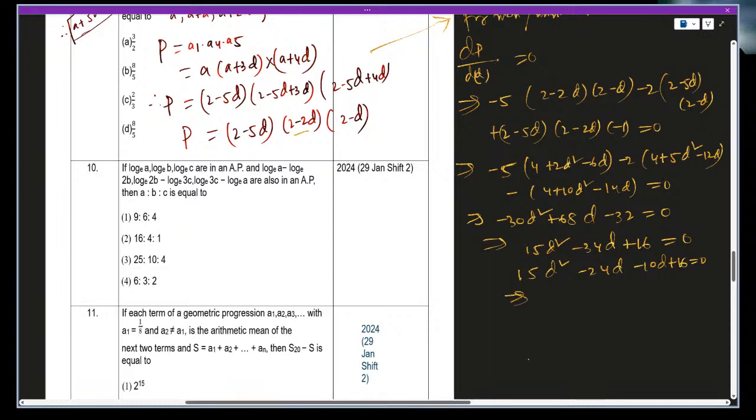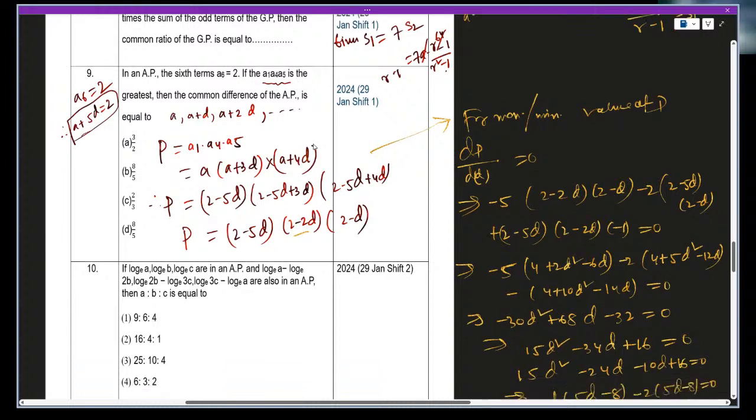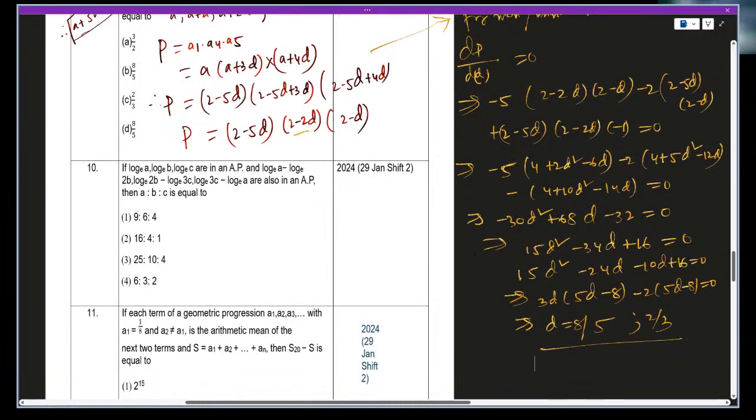So this implies how much? So D is going to be 8 by 5 and 2 by 3. Okay? They asked you to find the common difference. One we have got. But which one? 8 by 5 or 2 by 3? Two options are there. Then what to do?